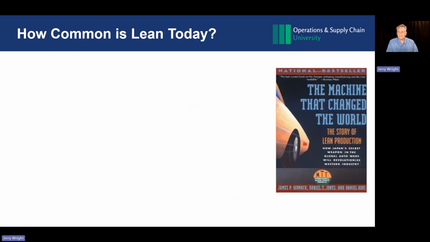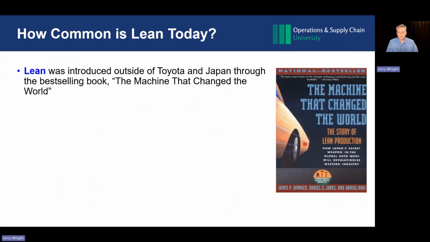Now, how common is lean today? So lean was introduced outside of Toyota, so it came to the US and outside Japan back in the mid-1990s with the best-selling international book called The Machine That Changed the World. You can see that that's where they talked about the story of lean production, how Japan's secret weapon in the global auto wars will revolutionize Western industry, and realistically it has.